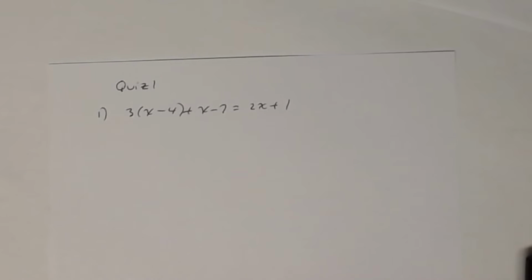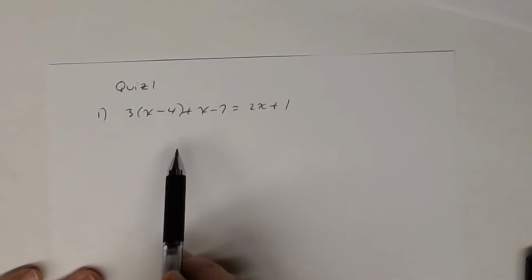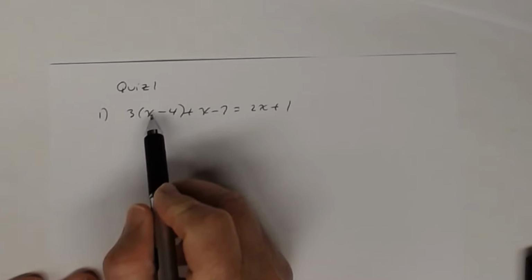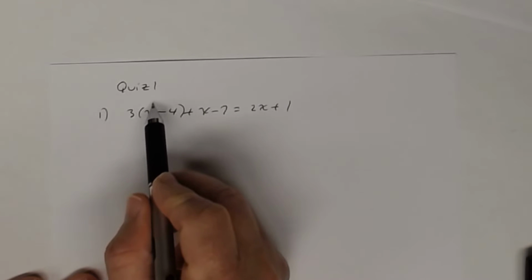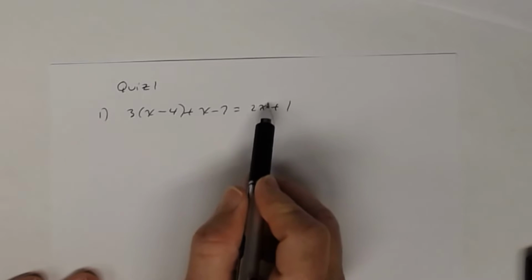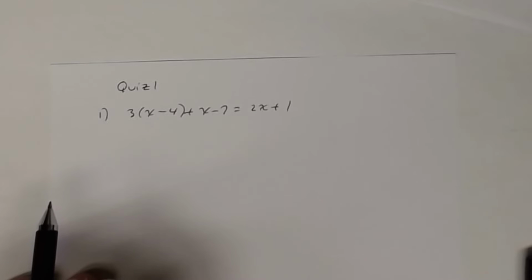This is a key to quiz one. And in number one, you had this linear equation. And remember, what made this a linear equation is that when you look at the variables, the exponents are all 1. So x to the first, x to the first, x to the first. So that's a linear equation.